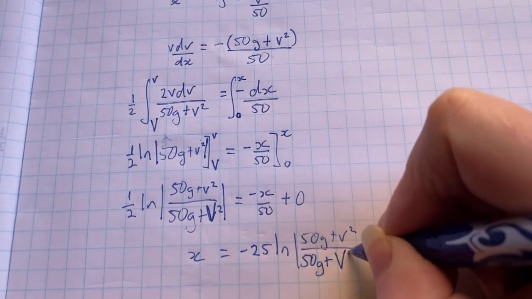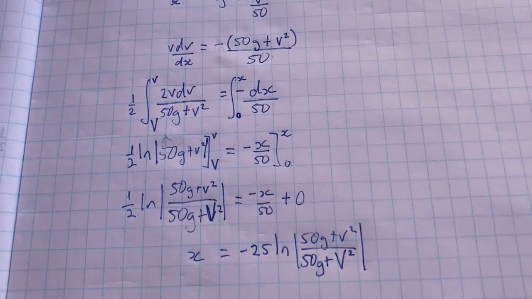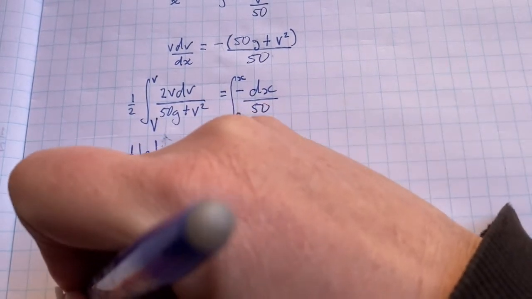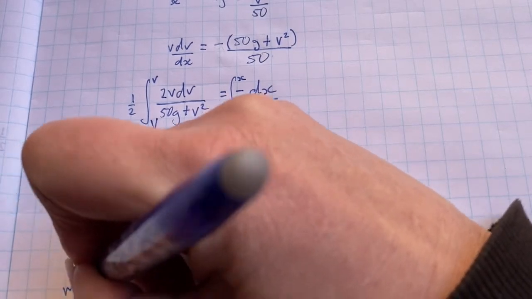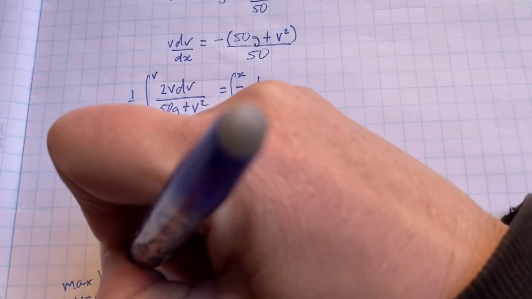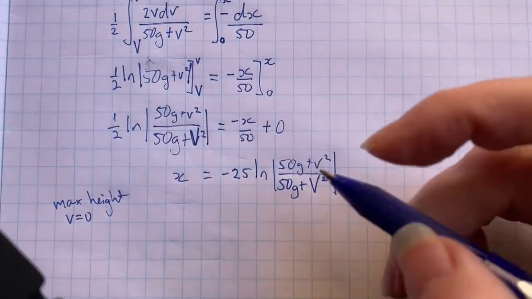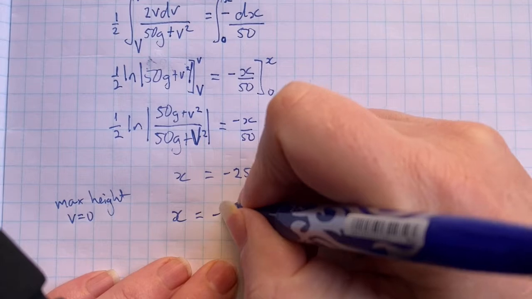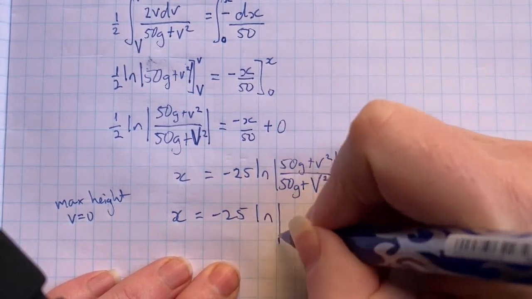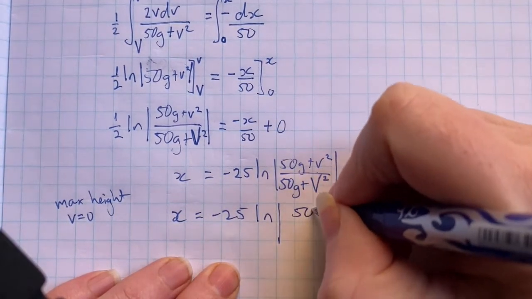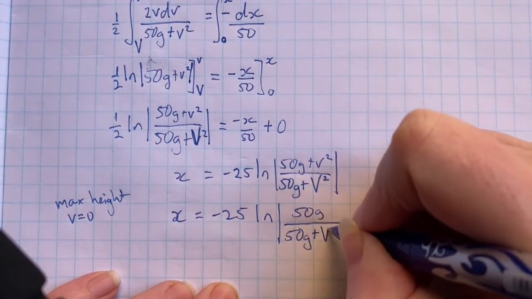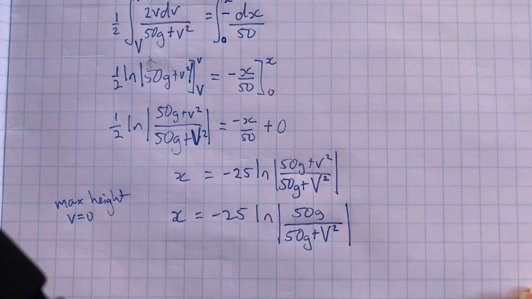plus capital V squared. And we want the maximum height, and the maximum height of course happens when v equals 0. So max height when v is equal to 0. So x equals negative 25 log, so the top will just be 50g over 50g plus capital V squared. That is the maximum height reached.